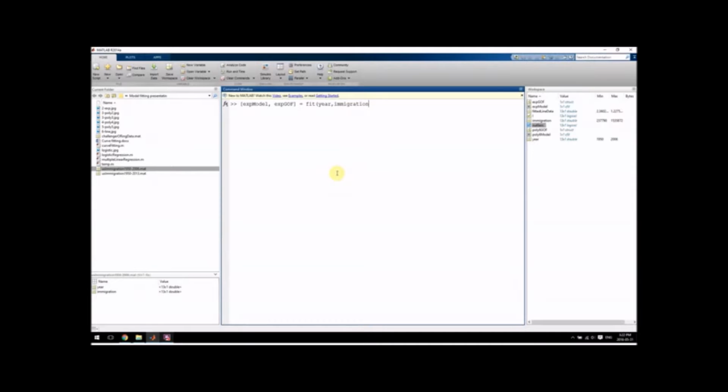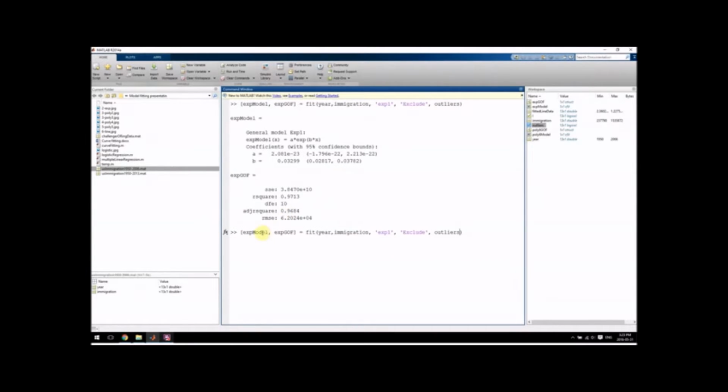Year immigration. We're still using an exponential model, but now we give it this additional exclude argument, and we pass in the outliers vector that we just created. So now the fit function is going to do the exponential model fitting, but it's going to exclude that outlier point. So it's not going to include that outlier point in its model fitting process. Let's do the same thing for our polynomial. Poly 6.